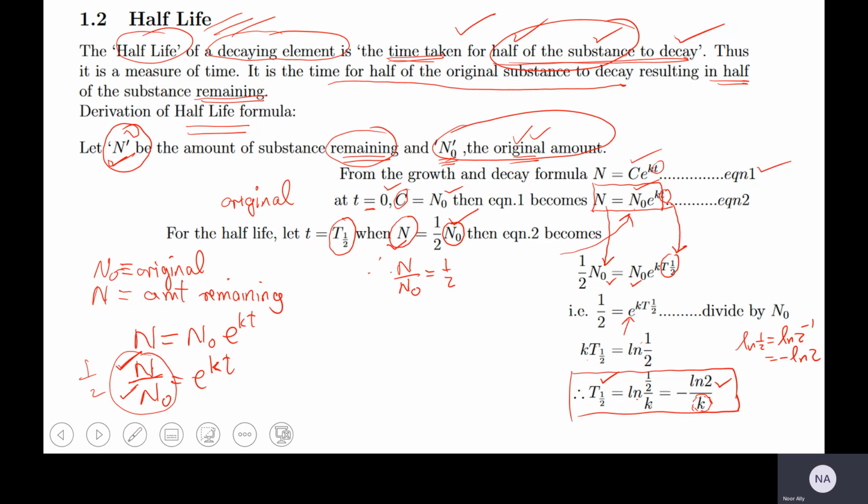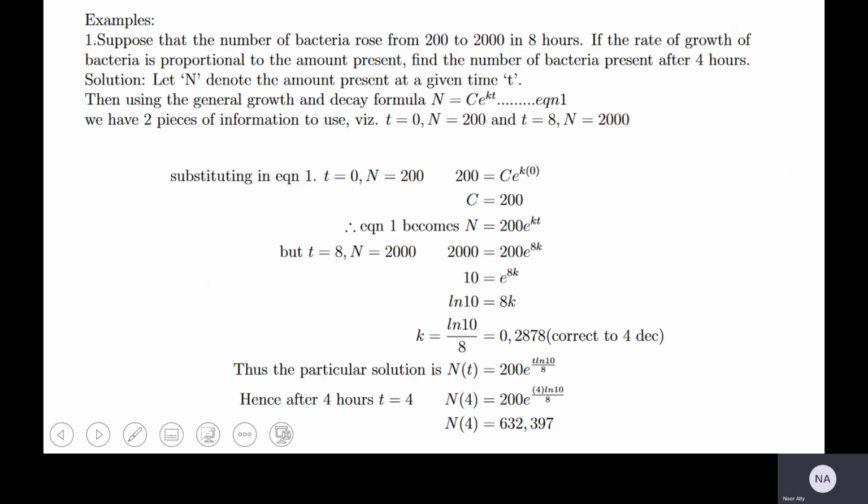Right, do we have one, or do we have two examples? I think we have two examples. Let's look at the first one. Suppose that the number of bacteria rose from 200 to 2000 in 8 hours. Now the next statement sets the tone for this problem. The next sentence: if the rate of growth of bacteria is proportional to the amount present.